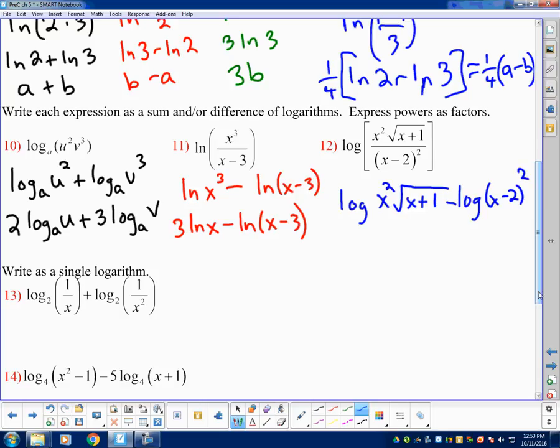And then you probably can see that, yes, we do still have a product here, right? X squared times square root of x plus 1 is a product. So to take that product and break it up, I'm going to break it up into a sum, right? So this will be log of x squared plus log of, I'm going to rewrite this as x plus 1 to the 1/2 power.